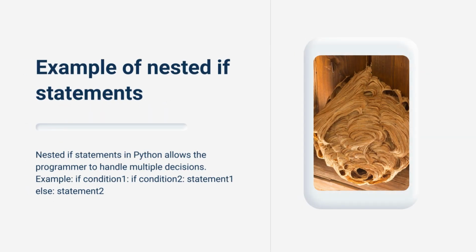Example of nested if statements. Nested if statements in Python allow the programmer to handle multiple decisions. For example, if condition 1, if condition 2, statement 1, else statement 2. In this example, if condition 1 and condition 2 are true, then we get the output as statement 1, or else we get the output as statement 2. For getting the output as statement 1, it is mandatory that condition 1 and condition 2 should be true. If any one is false, we get statement 2.